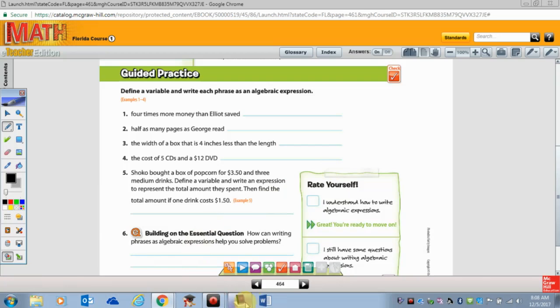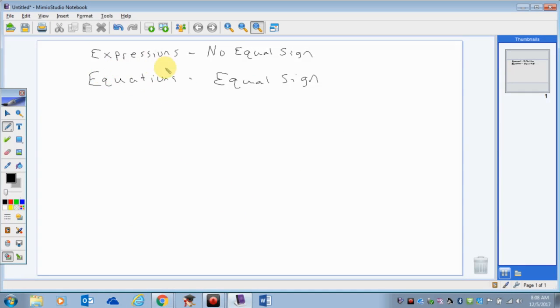So what we're going to look at first is an expression will not have an equal sign. It's just going to be a variable math sentence or an algebraic sentence that represents an actual sentence. An equation will have an equal sign and you'll go on to solve it, but for today we're just working with expressions, so we're just going to write an expression that represents a situation.